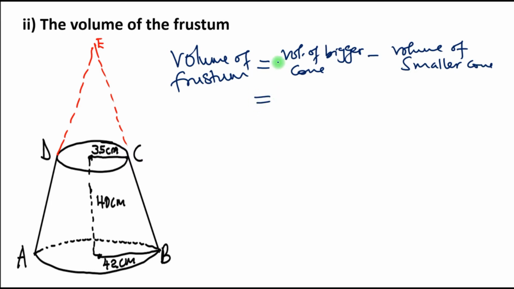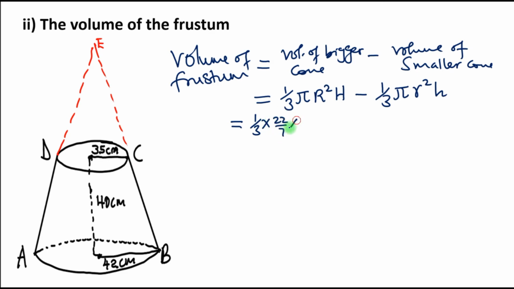For the bigger cone, that's a third pi r squared h minus the smaller cone, a third pi using small r to represent the radius times small h, that is the height of the smaller cone. So we end up getting a third times 22 over 7, which is pi. Capital R is 42, so that's 42 squared times capital H for the bigger cone, which is 240, as we got from the previous calculation.